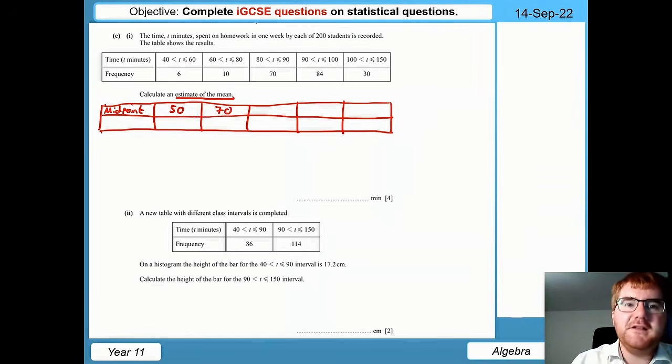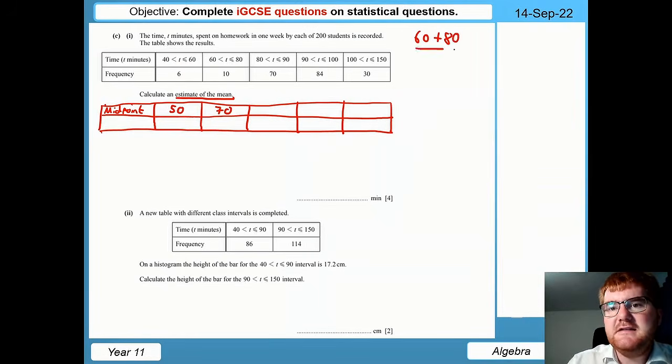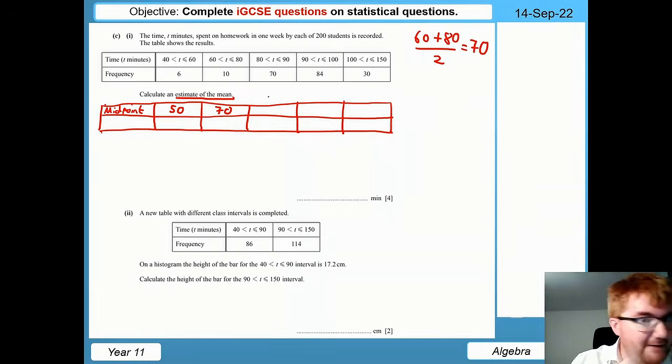If you need a formula for this, then the formula would be 60 plus 80 divided by 2. That's where it comes from. So if you prefer a formula, halfway between 80 and 90, be careful here. This is 85, so do pay attention when you do this. 90 and 100, that's going to be 95. And then here again, it changes slightly. So halfway between 100 and 150 is 125.